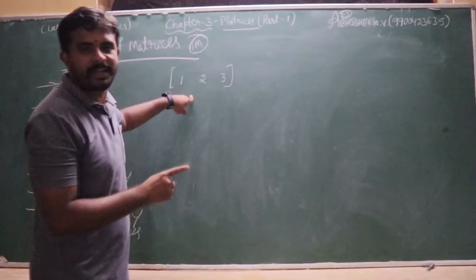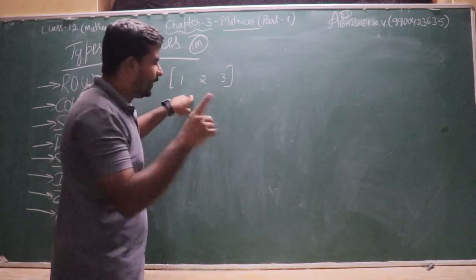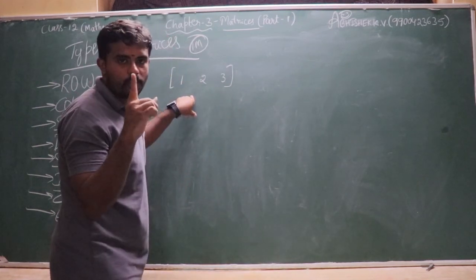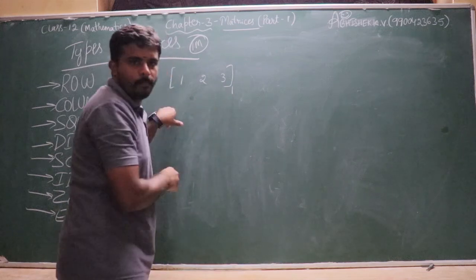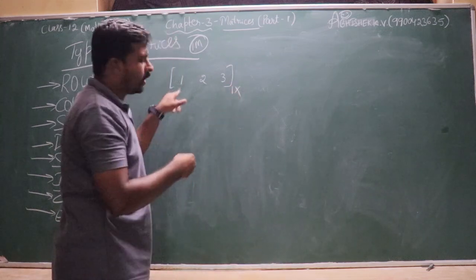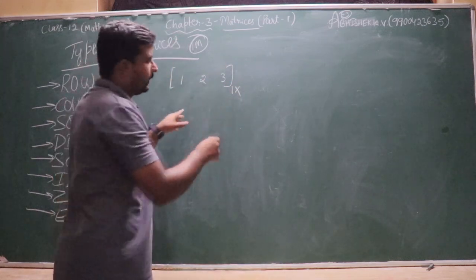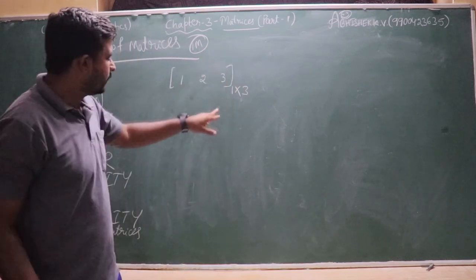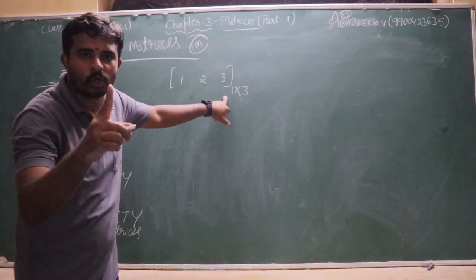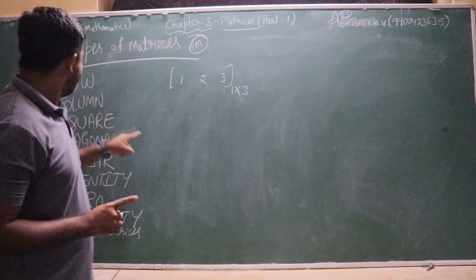What is the order of this matrix? First we should write the number of rows, one row, 1 by how many columns? 1, 2, 3. See, a matrix has only one row, therefore it is a row matrix.